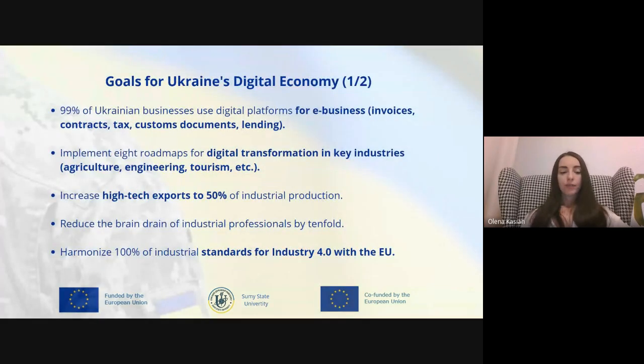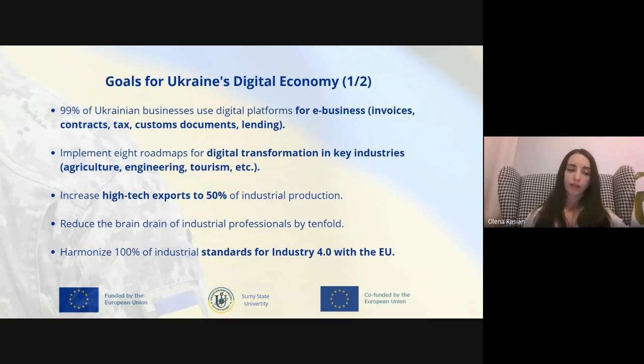So also I will want to share with you goals of Ukraine digital economy that I found. They are actually written in 2020, which is just 2-3 years ago. They might have changed a bit, but I haven't found a new one, so they are actually official on paper, and they are written in the Ukraine 2030 strategy.